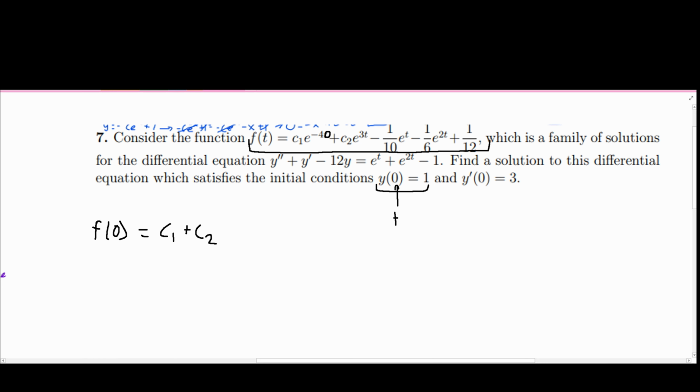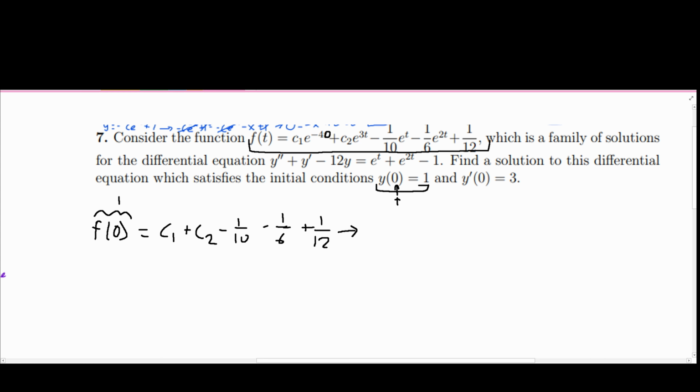Same thing with negative 1 over 10. Same thing with negative 1 over 6. And with 1 over 12, since it's just a constant, we're just going to leave it as is. Remember, f of 0 is equal to 1 from this equation right here.